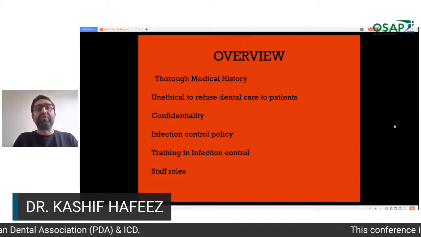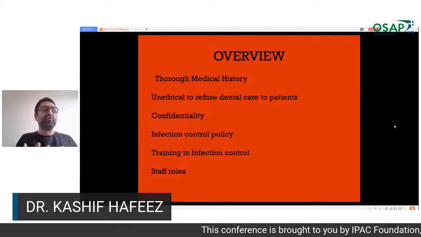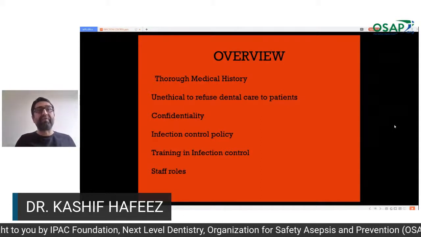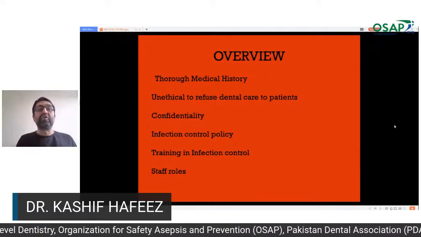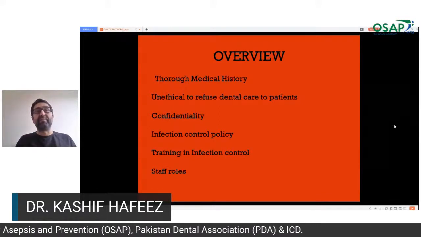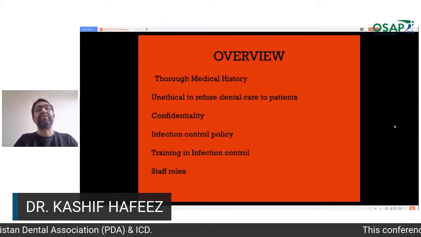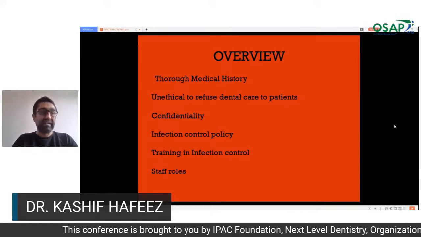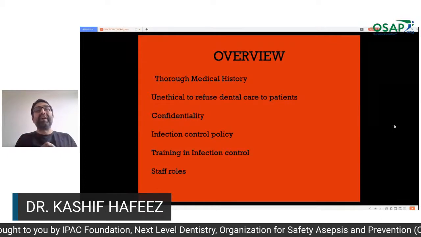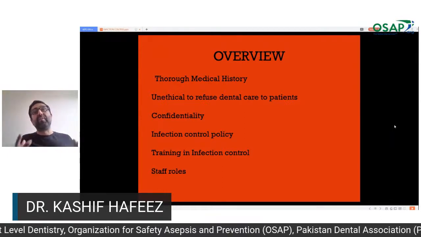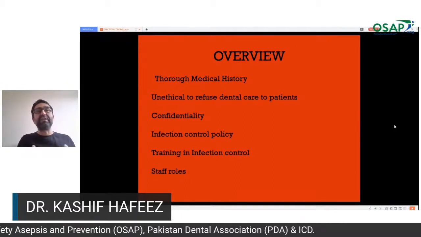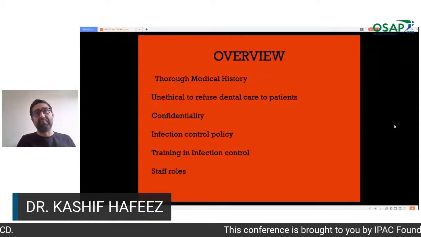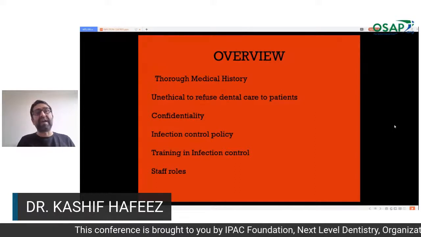It is unethical for you to refuse dental care to your patients. So you cannot say no to your patients if they are HIV or Hep B positive or if they have got COVID, well, COVID is a different scenario at the moment, but with HIV or Hep B, you cannot say no to your patients, that, oh, I'm not going to see you because you are HIV positive, or make an excuse. That is not allowed. You actually declared or promised to treat everybody equally, to see all your patients, to do the service to humanity when you signed up for your graduation program. So you should know about it. You need to treat everybody fairly.